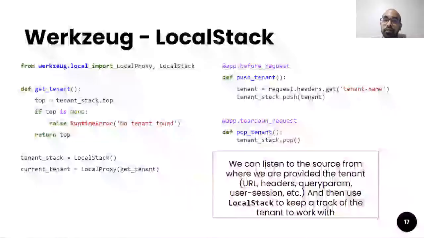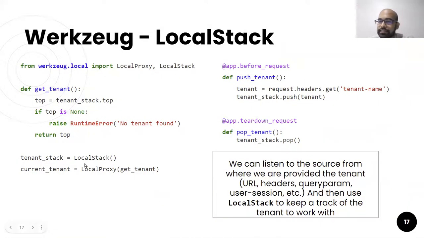Okay. Now, you could also use the LocalStack. The LocalStack helps us to actually manage our tenant itself. So here we have an example where we're creating a LocalStack called tenant stack. A stack is just a normal stack data structure, which has push, pop, and top. And over there, we're taking the stack, and then we're creating a LocalProxy using that stack's top value. Right?